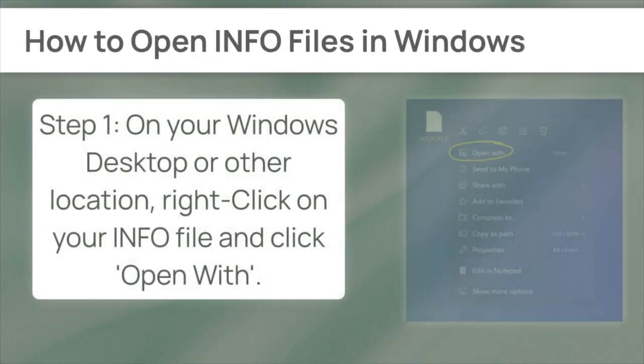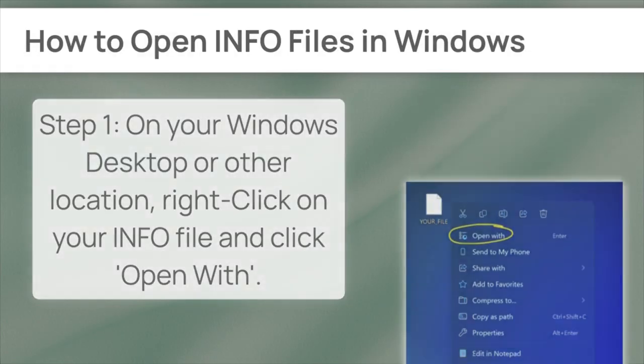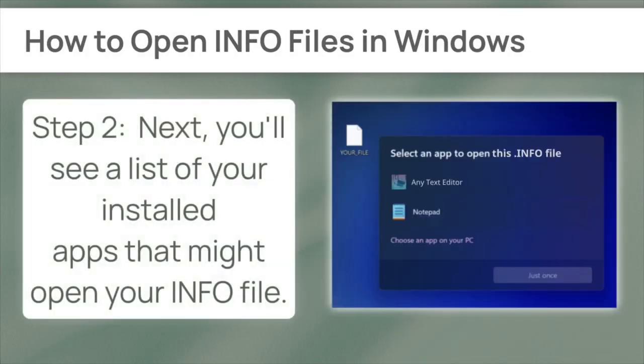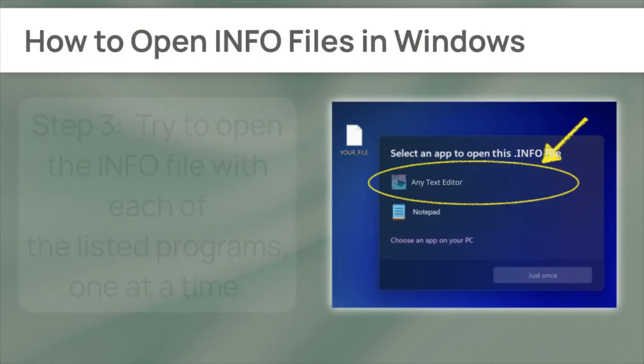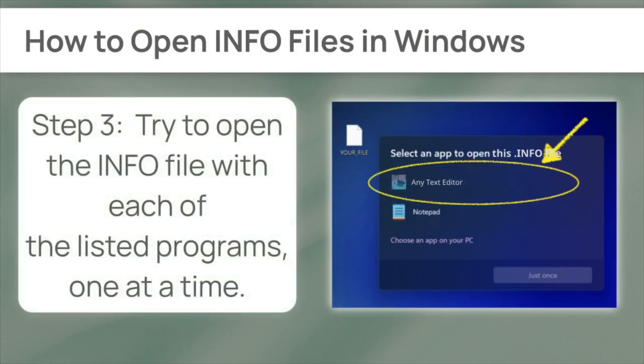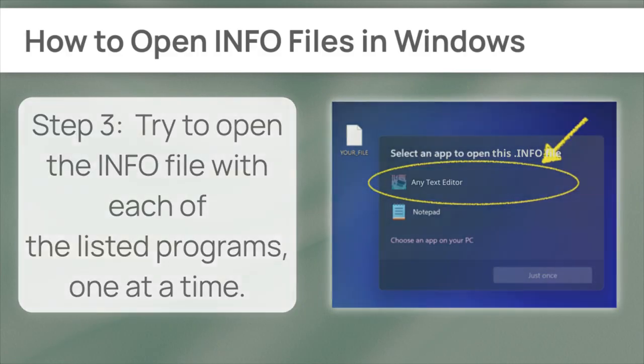Let's start the compatibility sequence. Right-click the info file and choose Open With. Test any text editor if available. If it's not, choose another program. Different software often has better luck with specific info variants.